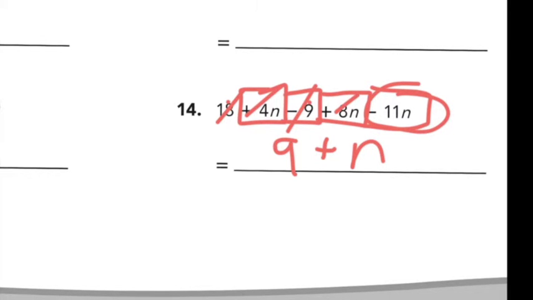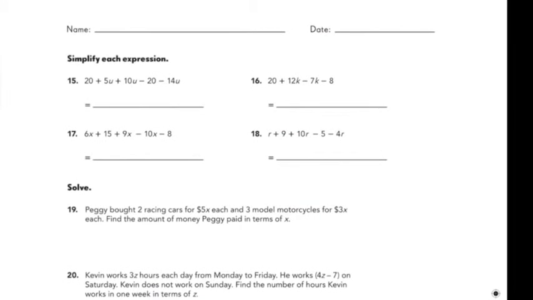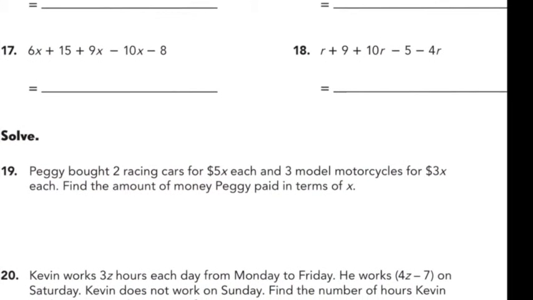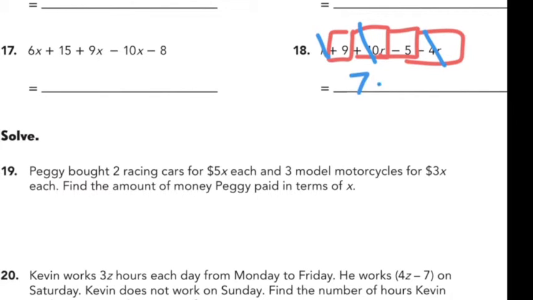So let's move on to the next page. Let's just do one of these over here. I'll box this one out. So we have r plus 9 plus 10r minus 5 minus 4r. Let's start with the r. I have r plus 10r is 11r, minus 4r is 7r. Then I have plus 9 minus 5, which is positive 9 minus 5, so that's 4, and it's positive, so it's plus 4.